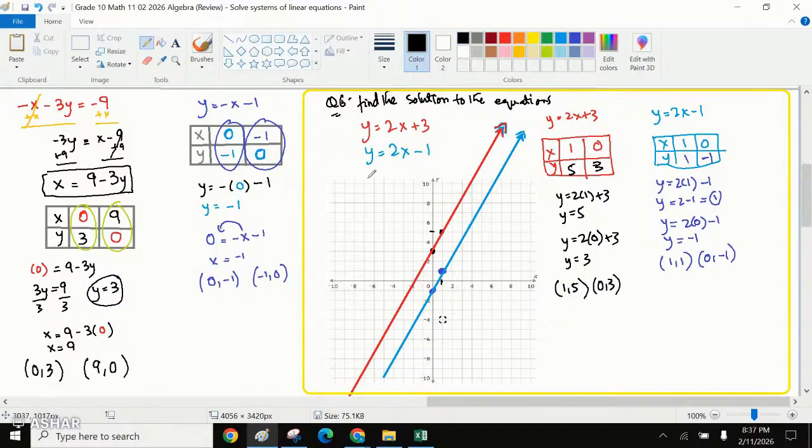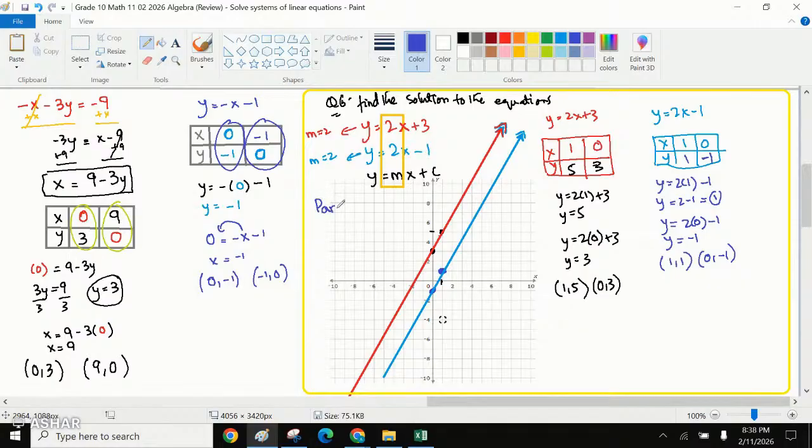We know that the equation of a straight line is always y equals mx plus c. When both the lines have the same gradient, right? Both the lines had the same gradient. This equation had a gradient that was 2, and this equation also had a gradient that was 2, right? M shows the slope. Whenever two lines have the same slope, they will never intersect.